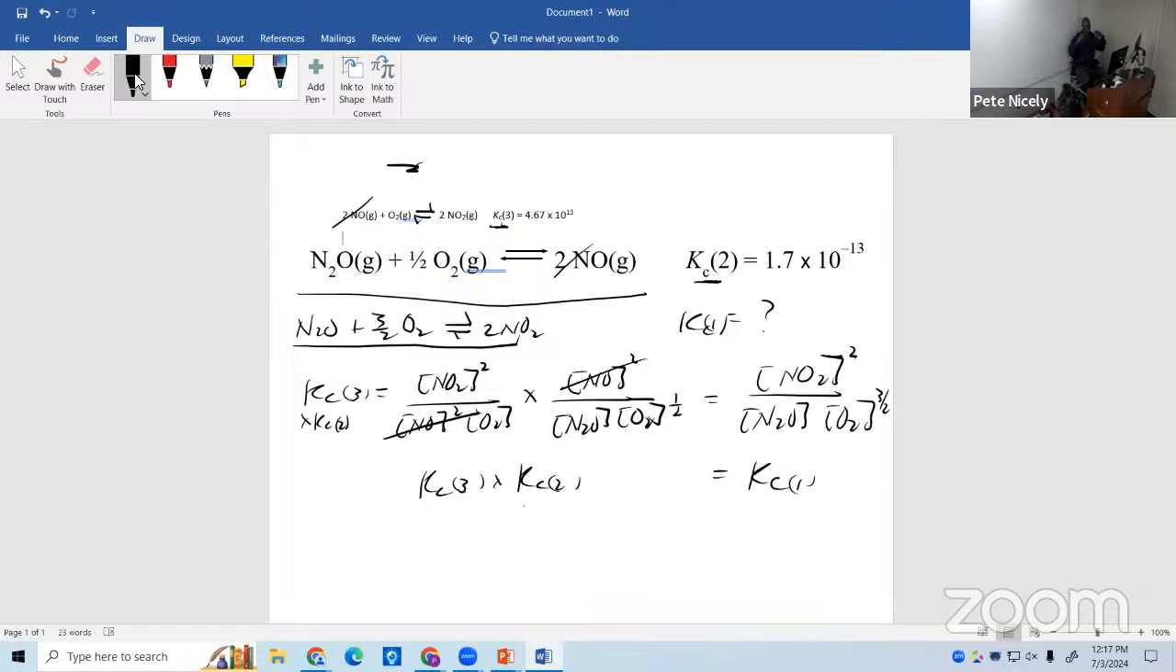And this is true whenever you're adding equations. If you add them together, the net KC value is the product of the KC values of the individual equations you're adding, right? So that's basically how that works. Okay, any questions about this? Any questions? Okay, so let me go back to the PowerPoint.